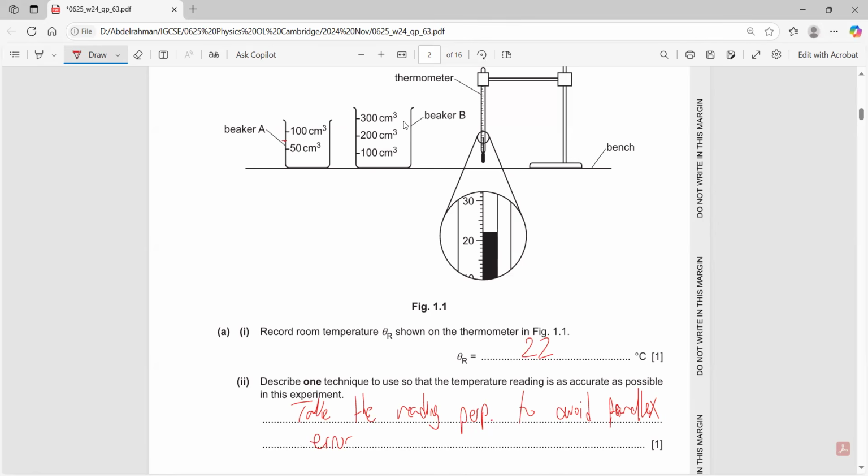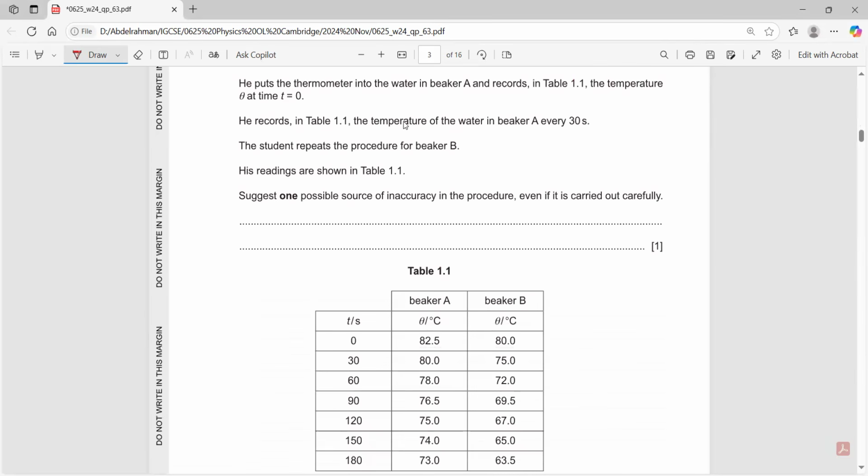Okay, can you find the exact midpoint between 50 and 100? It would be a bit difficult, right? Can you find the 75 mark exactly on B? Again, it would be a bit difficult. So actually, this is the problem. This is the difficulty. It is quite difficult to estimate 75 centimeters cubed, not 75 degrees, 75 centimeters cubed.